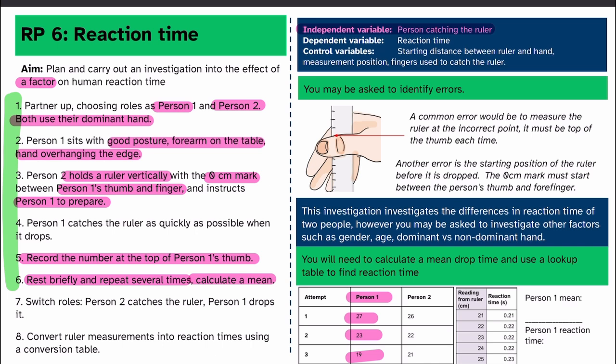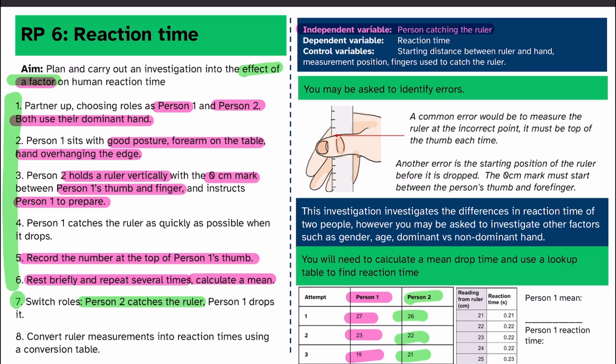What we're now going to introduce is the effect of a factor. Now, for this method, I've just got the person catching the ruler. So basically what happens is person 2 swaps over. Then now you've got a different person. So that was your independent variable. It was the person catching the ruler. And you just do the whole thing again with person 1 dropping it. And you get person 2's reaction times.